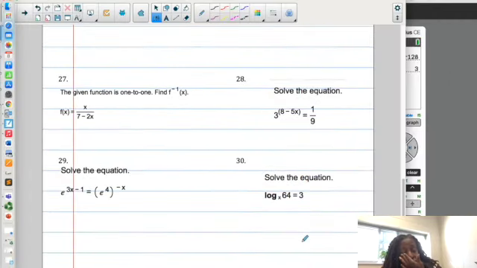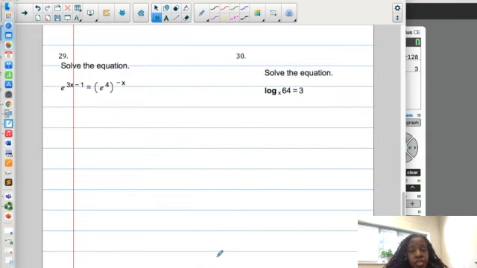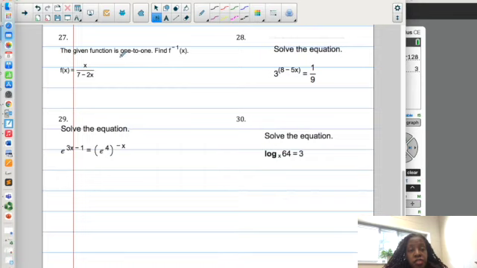All right, the last four are kind of an exercise in logarithms and inverses. So let's knock those out very, very quickly. I'm going to start with number 27, which says the given function is 1 to 1. So in order for you to be able to find the inverse, which is f to the negative 1, you've got to have a 1 to 1 function. And there are 4 steps to solving this type of a problem.